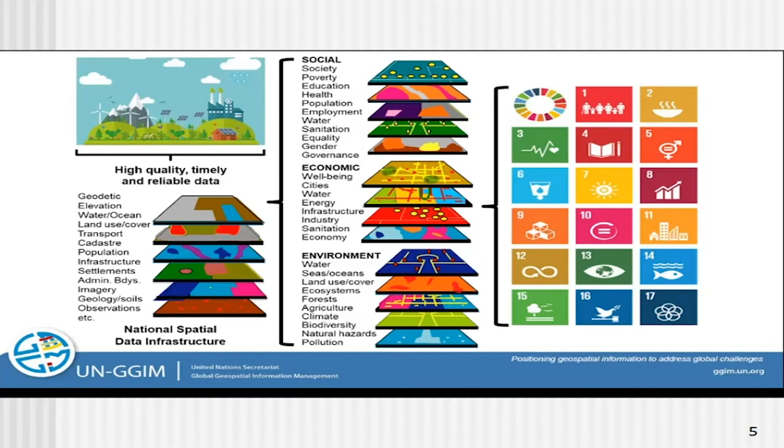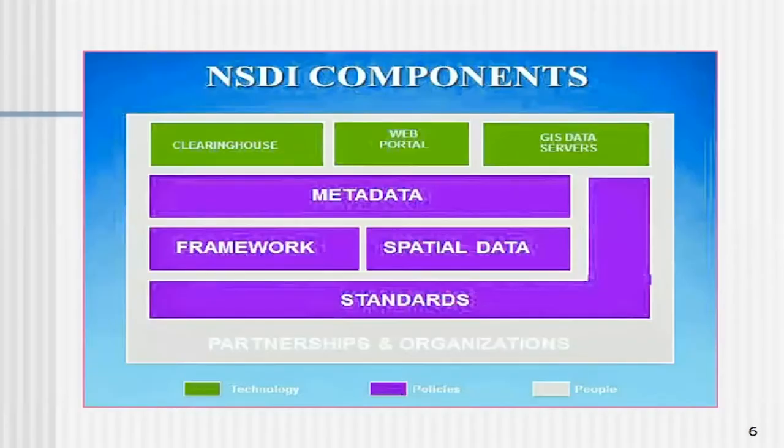And all this is linked to the SDGs, the Agenda 2030, and the African Union Agenda 2063. The components of the UNSDI refer to the 9 pathways, but organized in another manner.